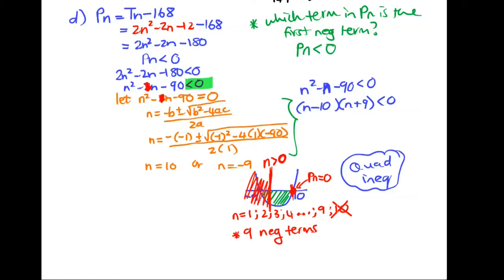If your answer was going to be 10, if they had said Pn must be less than or equal to 0, then you would say there would be 10 terms. But because it's just Pn less than 0, we can't include this 10th term. So we're going to go from 1 up to 9.